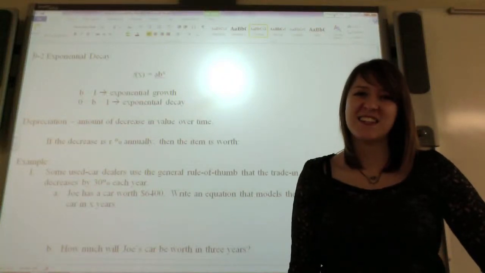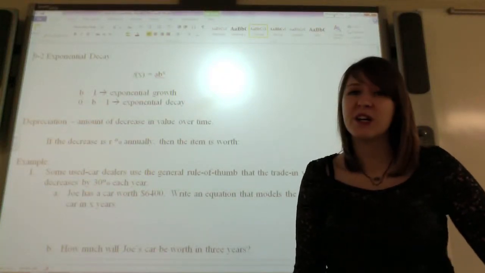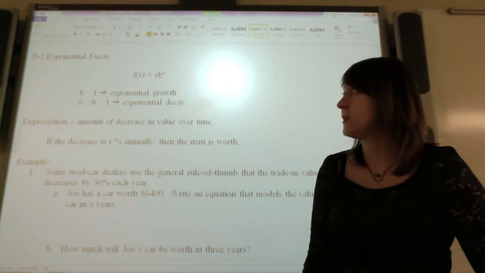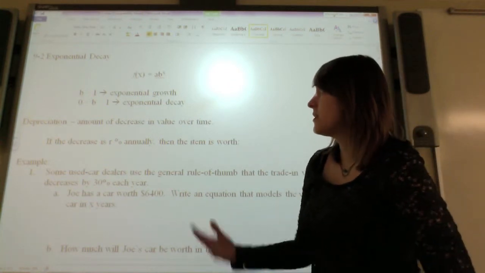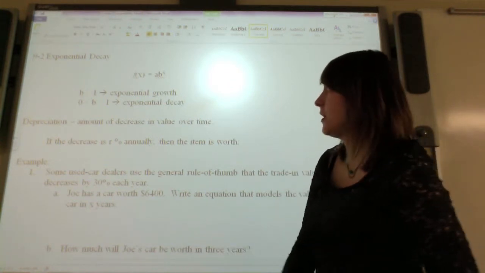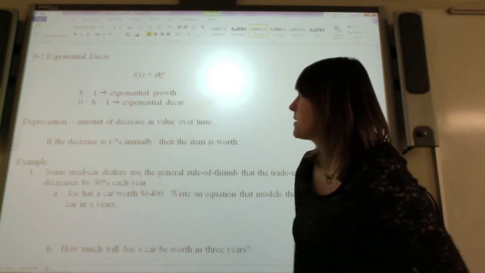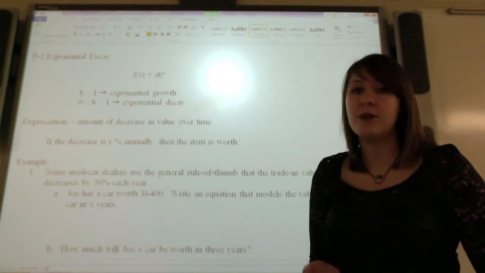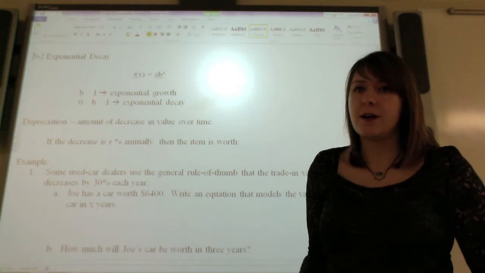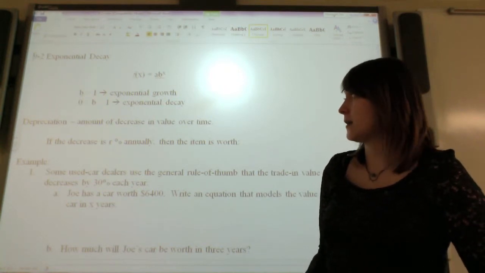Hey guys, alright, today we're going to do section 2 in chapter 9, which is on exponential decay. So we already talked about exponential functions yesterday, and we know that they're in the form a b to the x, where a is our initial value and b is our growth factor.